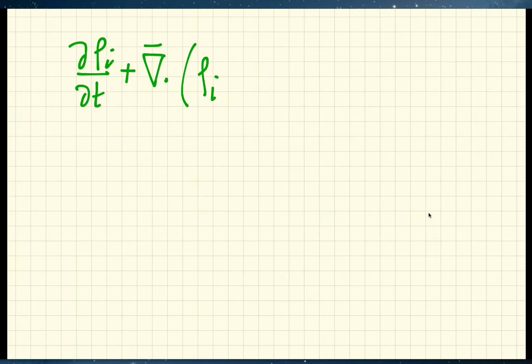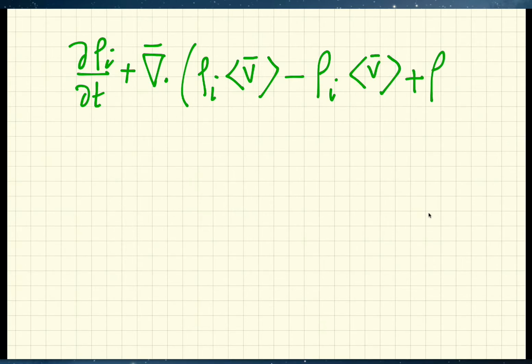In this case, what we will do is rewrite the equation. We will add and subtract the average velocity. So I have d rho I by dt, and then I will have the divergence, and the divergence now is going to be rho sub I times the average velocity. We added that, so we must subtract it again here, and then we have the original term, which is rho sub I v sub I bar, and that is equal to r sub I dot triple prime.